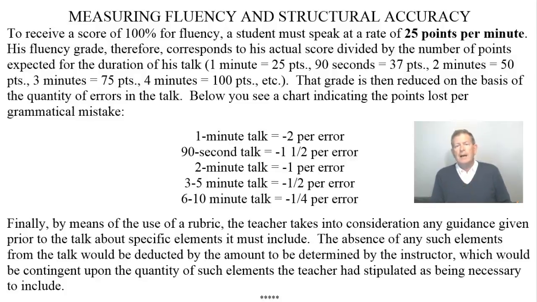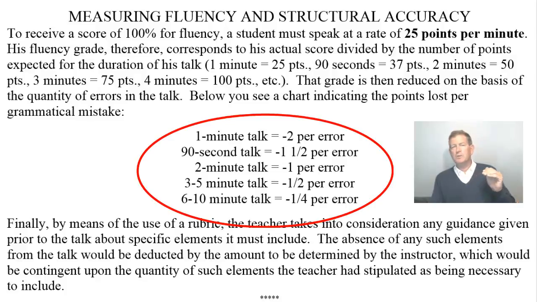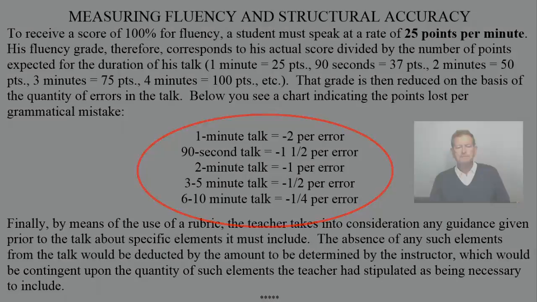And so I had to come up with a means of integrating into that those fluency points, a means of deducting from their score for the errors that they performed in the midst of their talk. And by the way, as you can see, I made the points deducted for errors depend upon the duration of the talk. A much longer talk, less would be deducted, of course, per error.